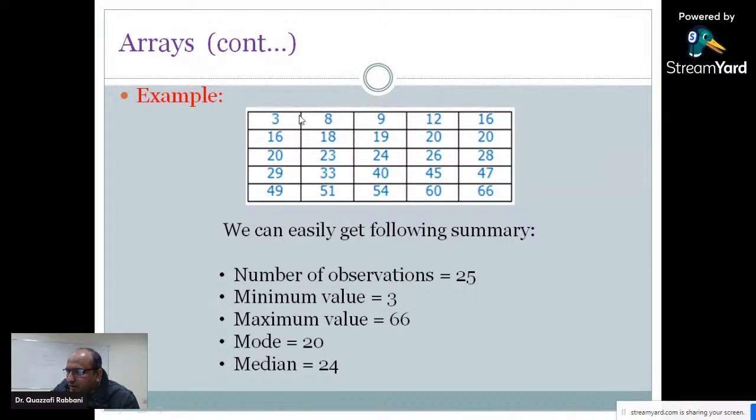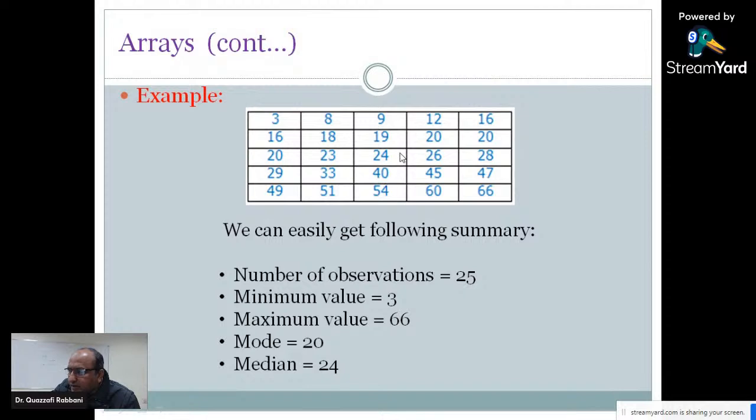From this table we can get some information. First of all, the total number of observations: you just see the matrix is 5 by 5, so the total number of observations is 25. The first observation is obviously the minimum observation. The minimum marks is 3. The last observation will be the maximum. So the maximum marks is 66.